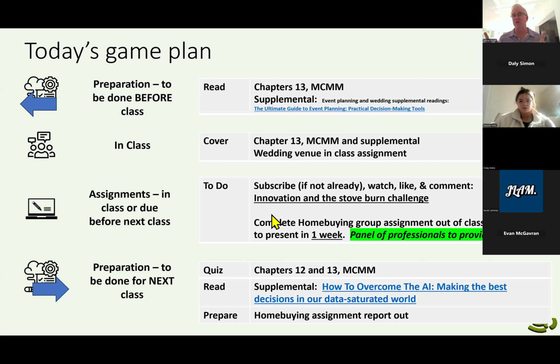What I invite you to do today is really think about it: we're talking about weddings as the example, but seek to apply it to other events that you may be involved in. Hopefully you read what needed to be read. That's what we're going to cover today in class. We're also going to do an in-class assignment, which we'll do after the break.